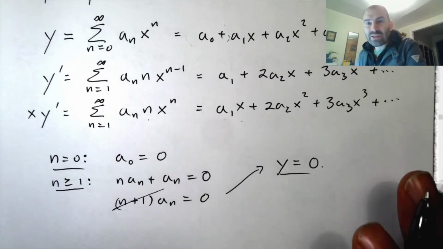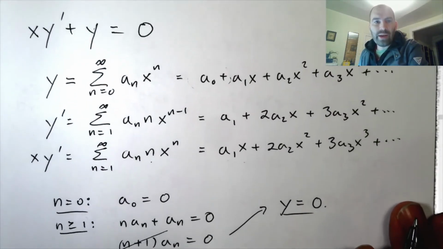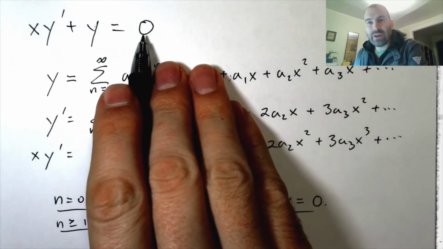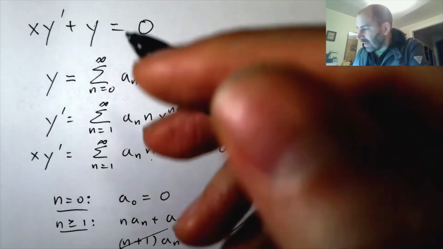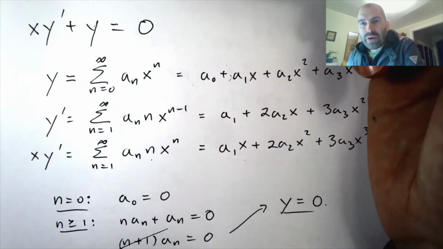Now, is that a solution? Well, yeah, it is a solution. You can check it out. It does work. Is that the only solution? Well, it turns out it's not. So somehow we've missed some solutions. What went wrong here? Well, this is what it means to have an ordinary point.